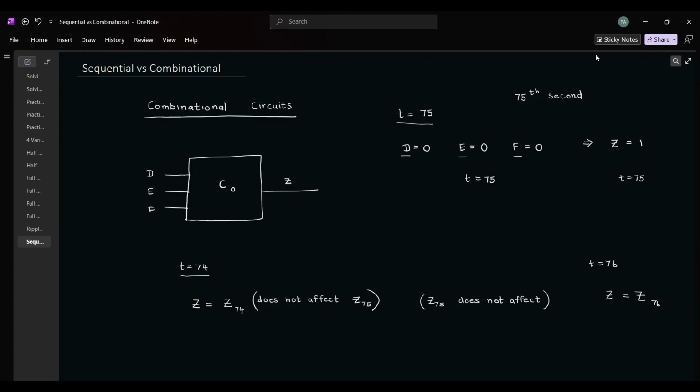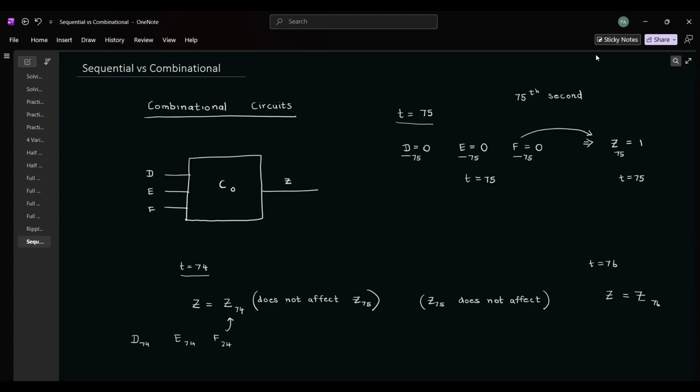In combinational circuits, only the inputs decide what the output is. Which means D75, E75, and F75 decide Z75. Similarly, only D74, E74, and F74 decide what the output Z74 is, and similarly with Z76. So you have to be very careful: in combinational circuits, only the current inputs are taken into consideration.